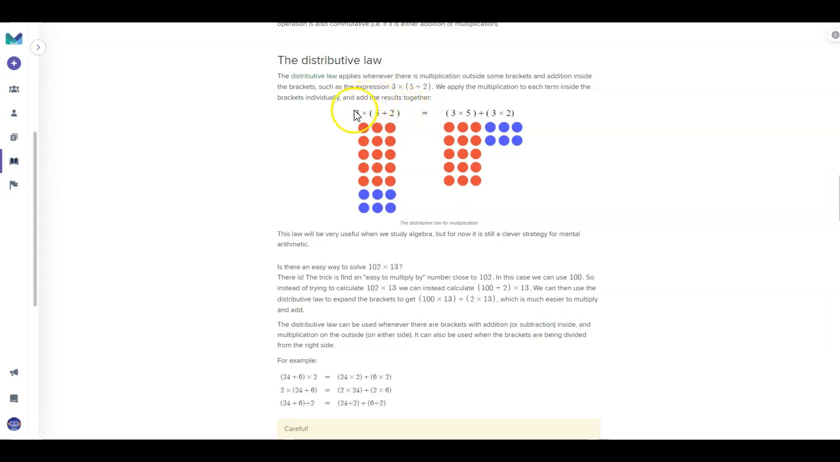So we've still got the same equation. So we can move it on this side if it makes it easier and say 3 times 5 plus 3 times 2. And if it's a subtraction in the bracket, we can also do that. Where it gets even more tricky, if you like, is that we can also use the distributive law with a division, but only if the division is on the right-hand side of the bracket.